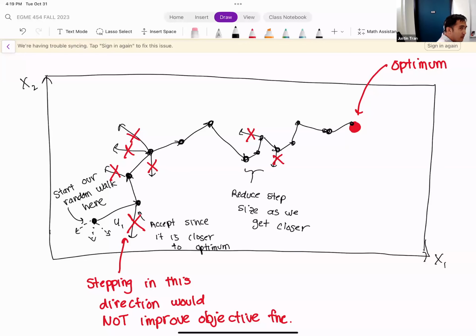In fact, I ran a test code for your final project using Monte Carlo. I think somewhere around 99.9% of the points that we generated were actually rejected because they don't lead to an improvement of the objective function. So if you have a very high rejection rate, that's completely normal. In fact, that's the expectation.